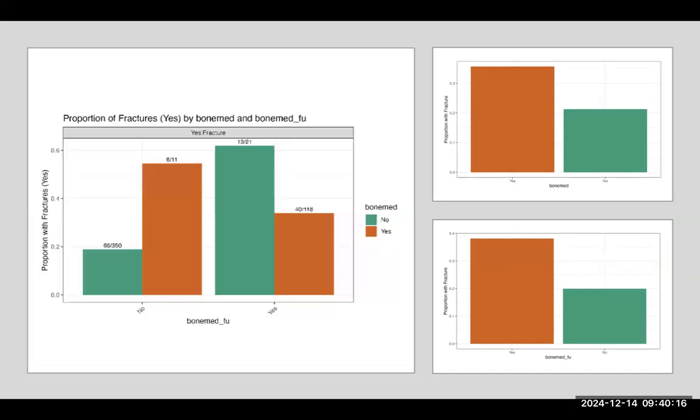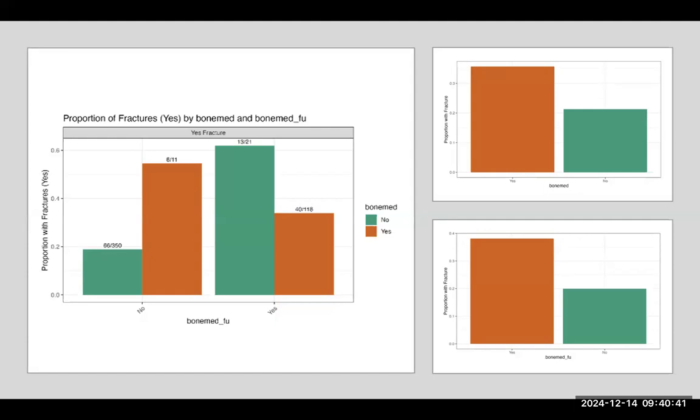So women who need bone medications have a higher proportion with fracture. And then I just want to draw your attention to some potentially interesting trends. This is looking at both women who took medication at enrollment and follow-up. If you look at the green bar on the far left, this is women who didn't take any medication, and they have the lowest proportion of fractures.